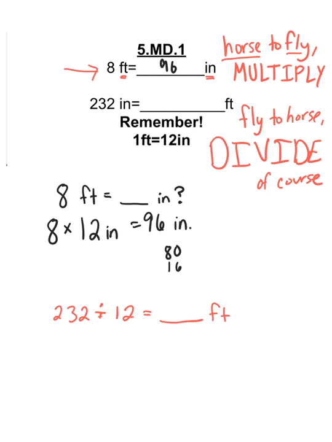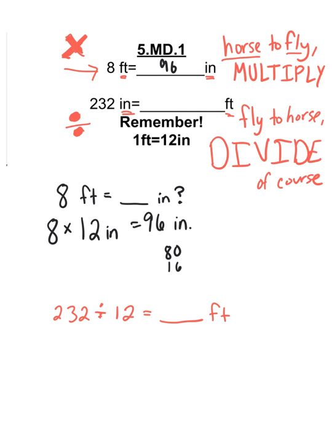So feet to inches, or horse to fly, that's multiply. Inches to feet, that's fly to horse. So we're going to divide, of course. Good little memory trick for you. It's called a mnemonic device. It's supposed to make it easier to remember. You tell me if it works for you or not.